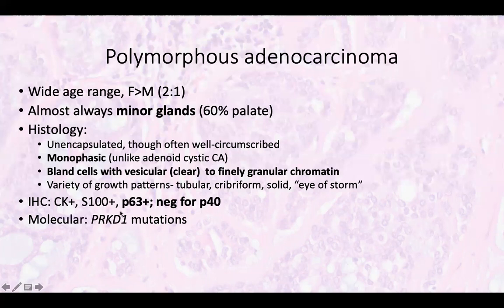By molecular testing, they're positive for PRKD1 mutations. It's not something that's tested very often, but it's something to be aware of. It's present in the majority of polymorphous adenocarcinomas. And interestingly, I'm not going to talk about it today because it's more upper level stuff, but there's another lesion which used to be grouped with polymorphous adenocarcinoma, called cribriform adenocarcinoma of the minor salivary glands. It looks very similar to polymorphous adenocarcinoma and stains similarly, but it actually has PRKD1 gene translocations as opposed to mutations.